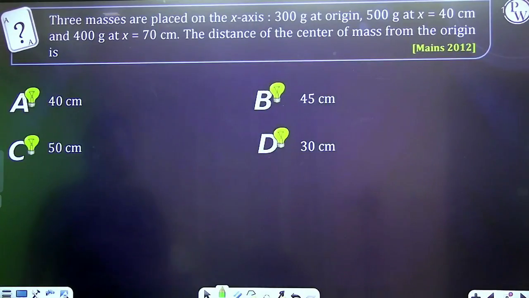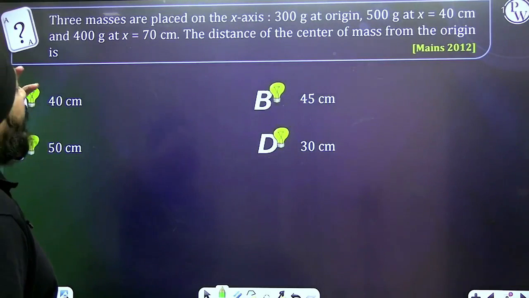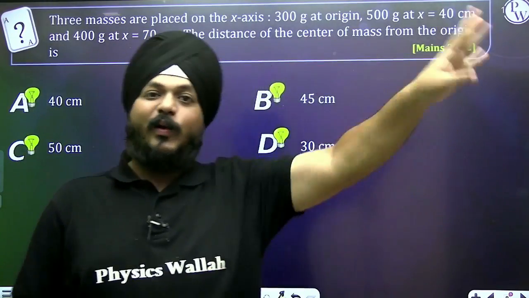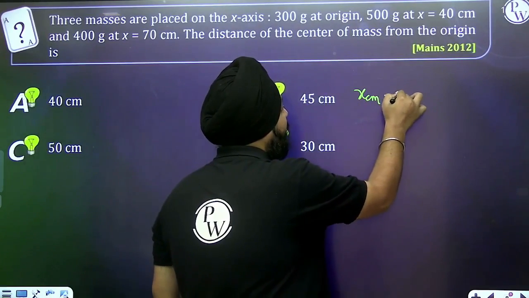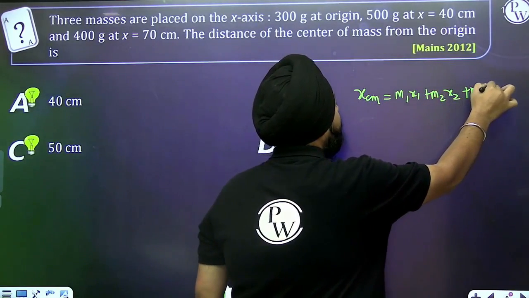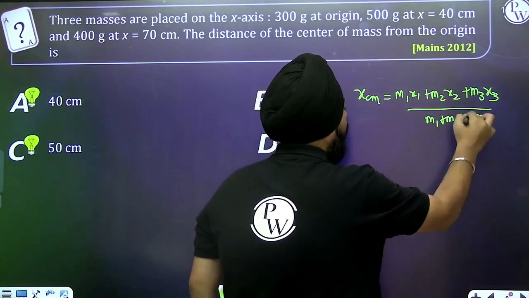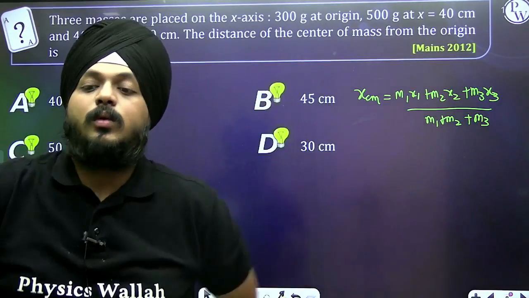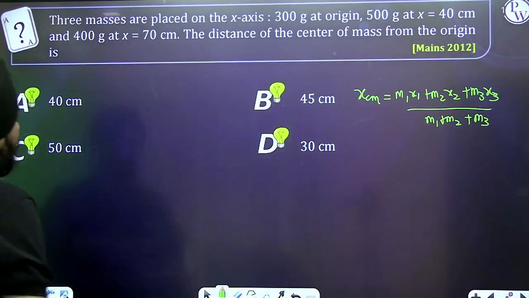Three masses are placed on the x-axis. 300 gram at the origin. Now, directly using the data, we are going to apply and find out the equation. It is a system of discrete particles. X center of mass is m1 x1, m2 x2, m3 x3 whole divided by m1 plus m2 plus m3.